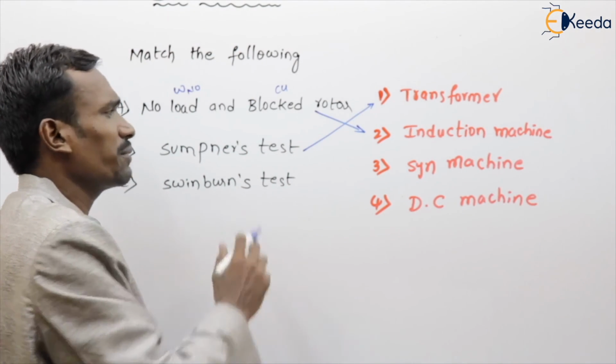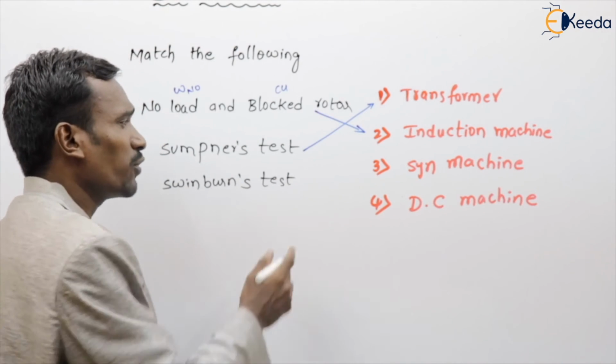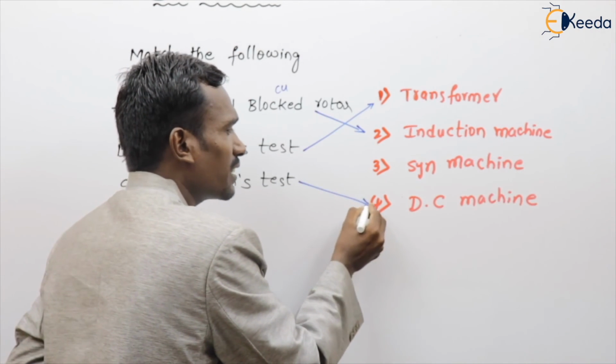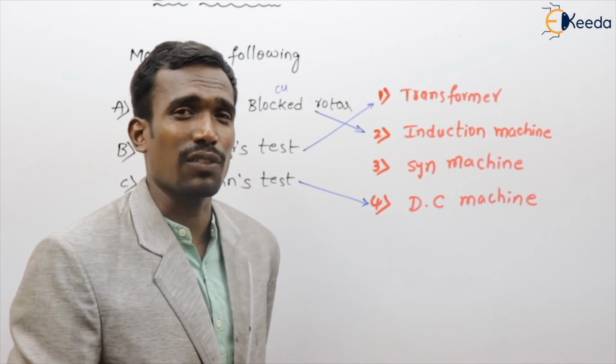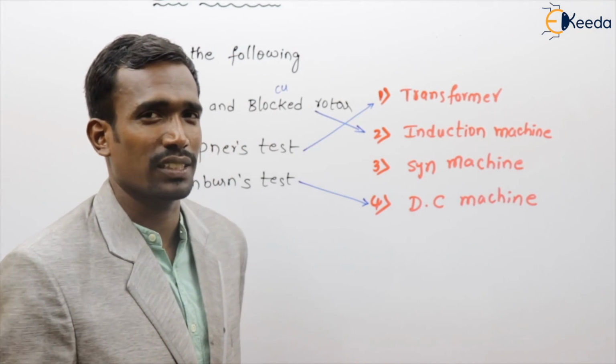Right? Then after that, the Swinburne test. Tell me, the Swinburne test is conducted on the DC machine. The Swinburne test is a no-load test of the DC machine, one of the no-load tests of the DC machine.